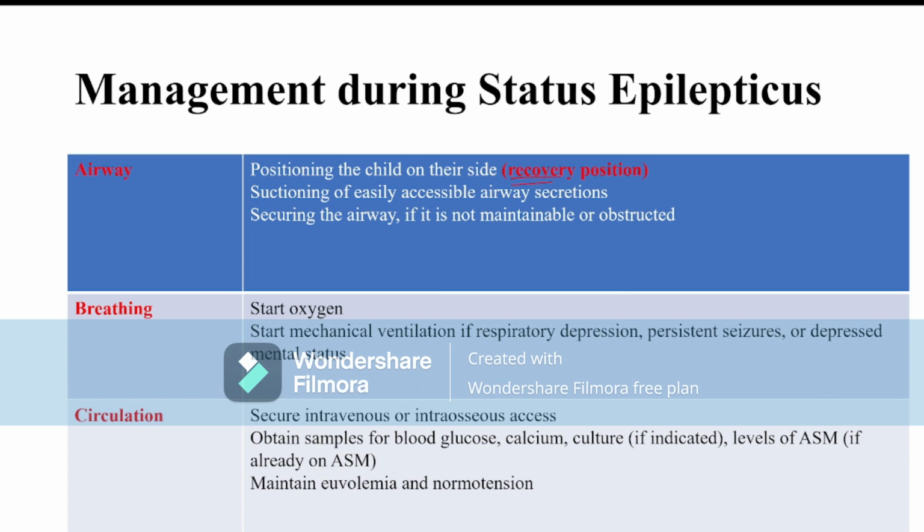If a patient has convulsion, the cerebral metabolism is increased. So that's why the requirement of oxygen is increased in the brain.